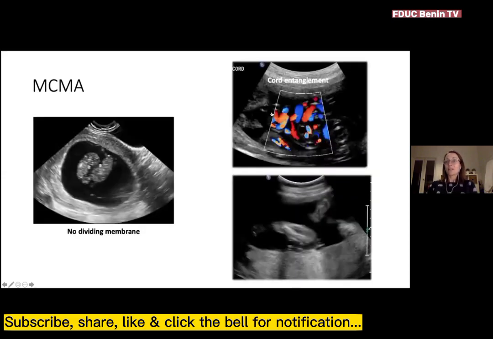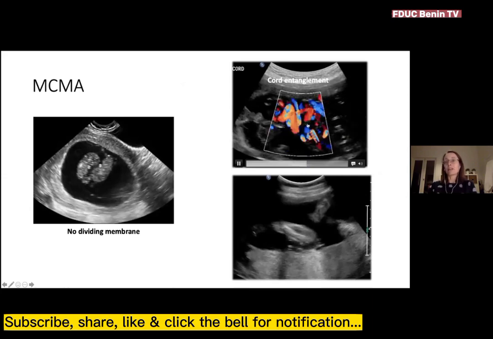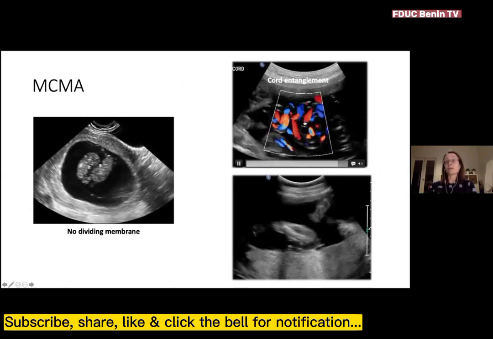So you can confirm the cord entanglement, which is suspected just by looking at that image, but you can confirm it by using pulse wave Doppler over 2 arteries and confirming that there are different heart rates in each of the arteries that are closely associated.